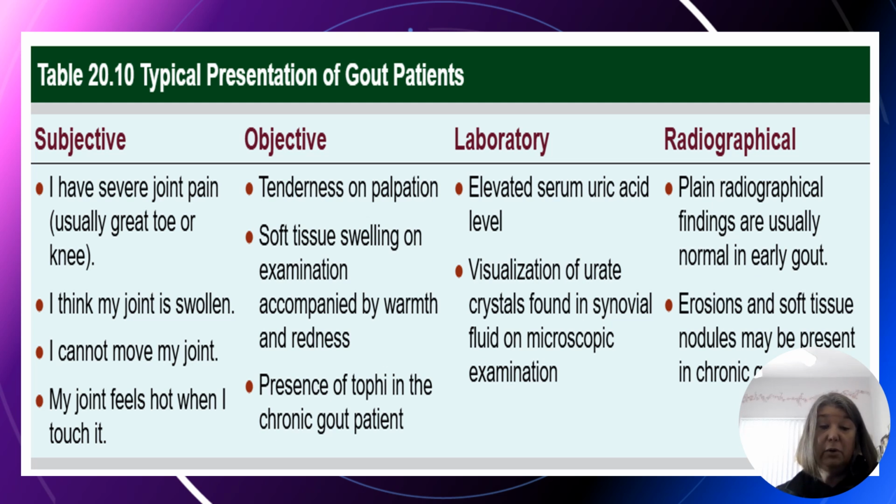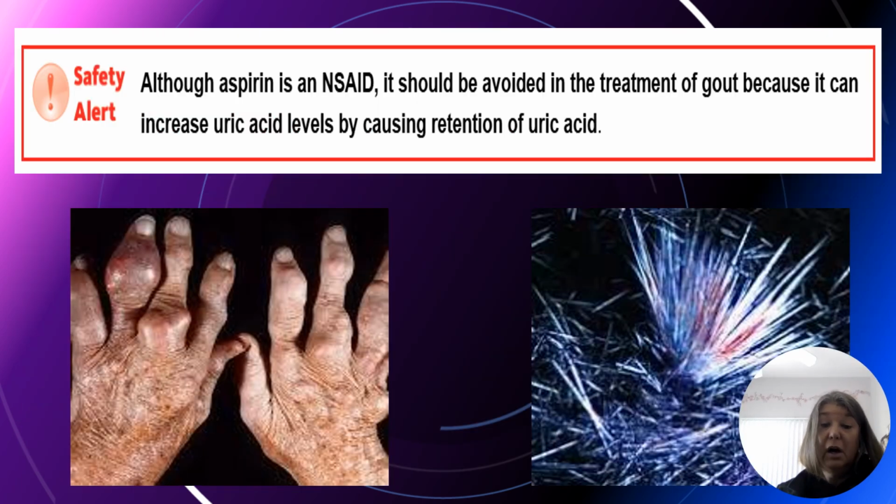This is table 20.10, slide 56. This just talks about typical presentation of gout patients. So take a look at this, okay? Talks about what we may see related to labs, subjective, objective, and x-rays. This is a picture of gouty joints. See those fingers? See how they're just bulbous?